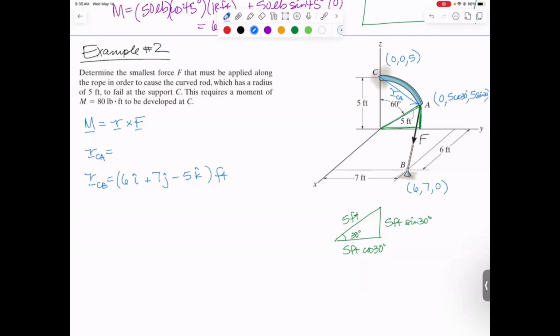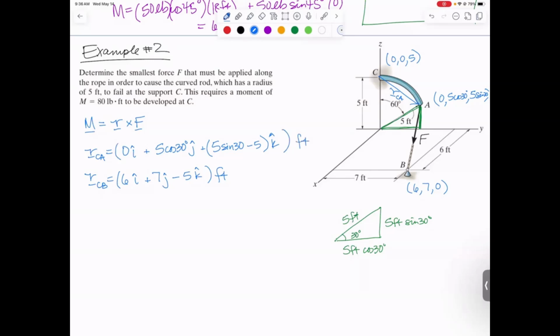Gives me the coordinates of point A. So if I want to go from C to A, start at your end point and subtract your beginning point. So it's going to end up being 0 minus 0 is 0i. For the j component, it's going to be plus 5 cosine 30j. And finally, for the k component, it's going to be plus 5 sine 30 minus 5k, which will end up being a negative number because 5 is bigger than 5 sine 30. And that also is all units of feet.